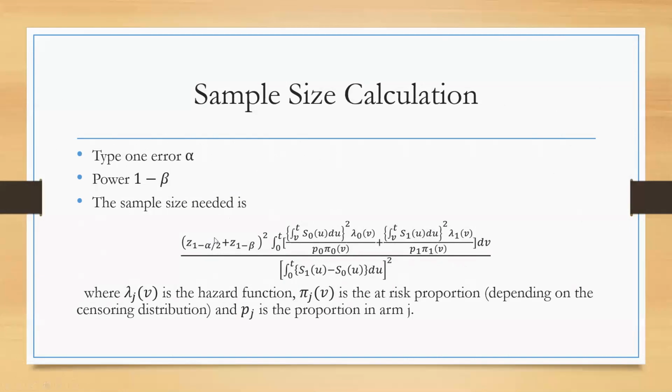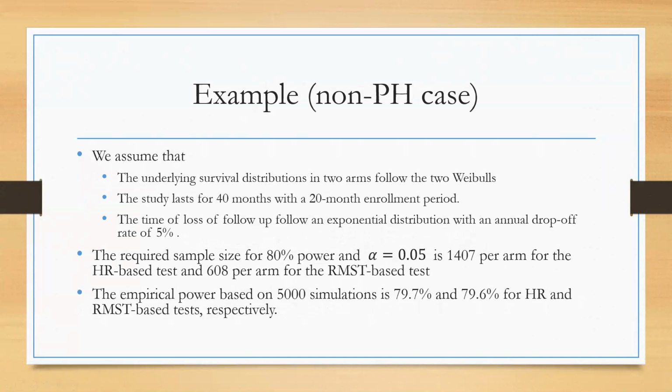Here alpha is the type 1 error and beta is the type 2 error. Pi zero is a risk proportion, S zero is the survival function, and P zero and P one are the randomization proportions. If it's a 1-to-1 randomization, then both should be 0.5. You can use R or another program to do this integration. This is not too bad. So here I give you an example.